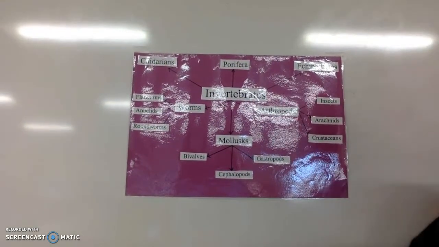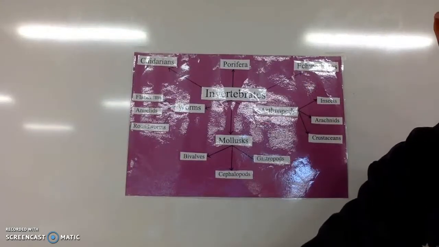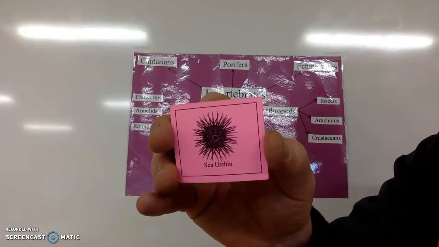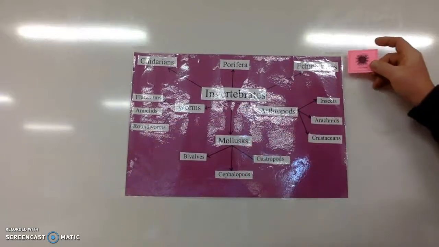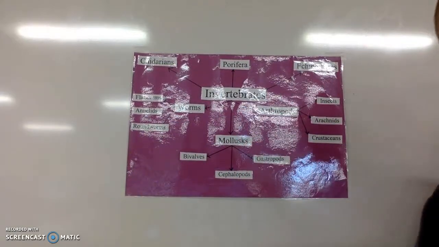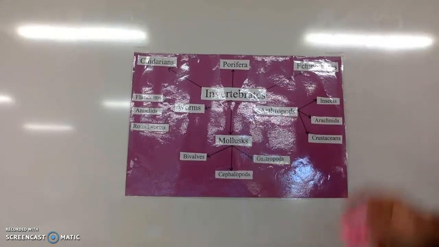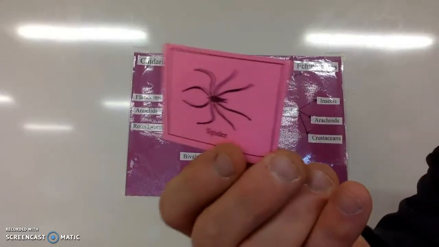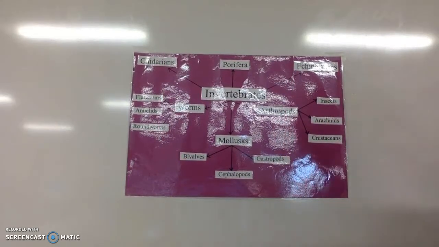All right, a sea urchin. Sea urchin is the last one that fits into the echinoderm class. Grasshopper. 6 legs, insect. Head, thorax, abdomen. Spider. 8 legs, arachnid.